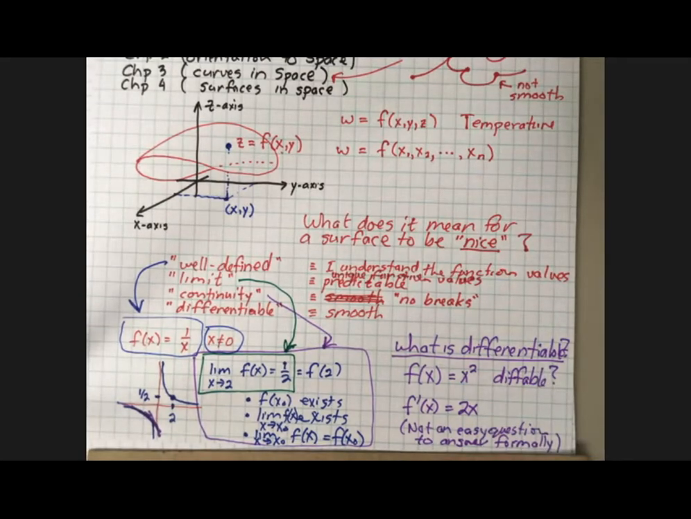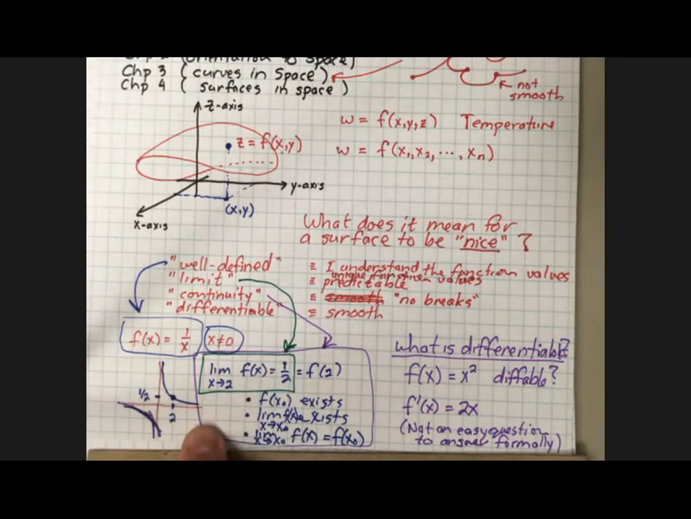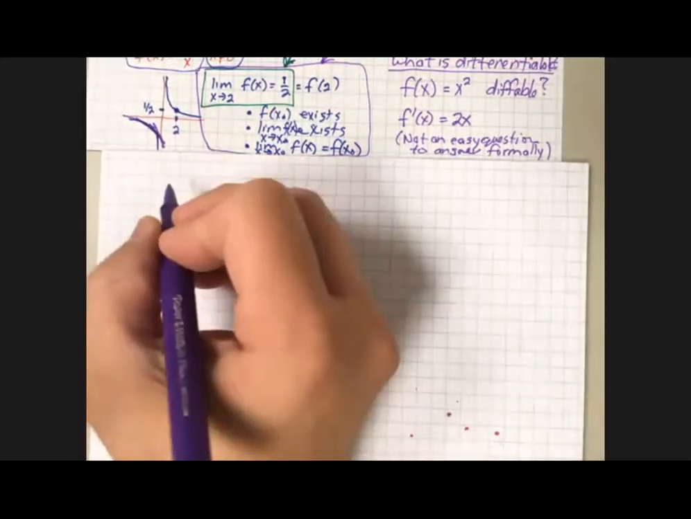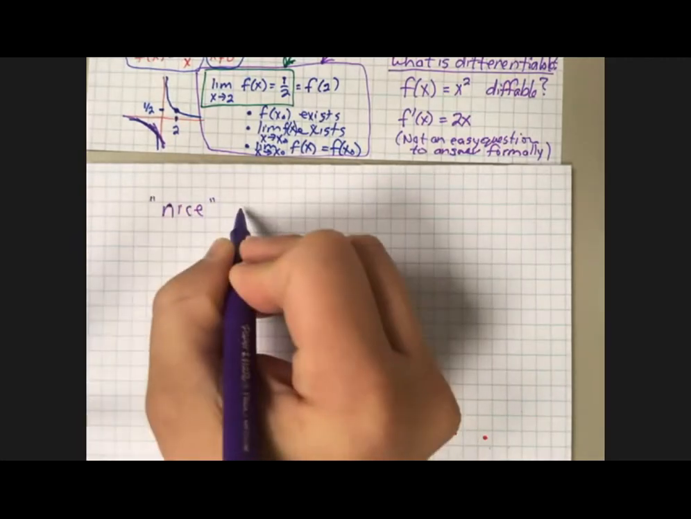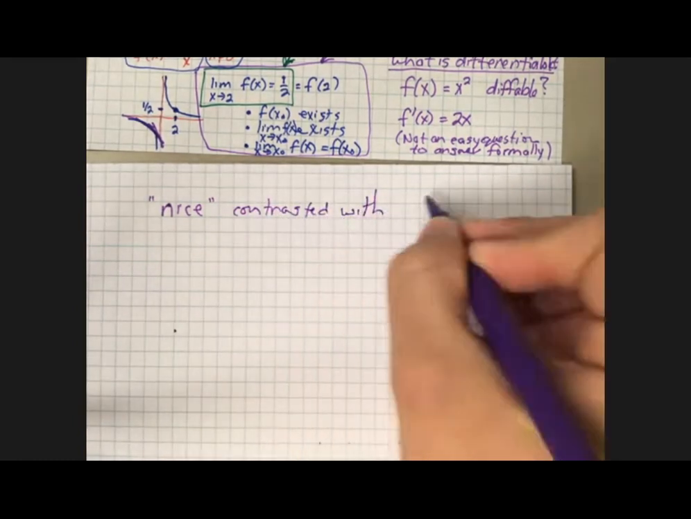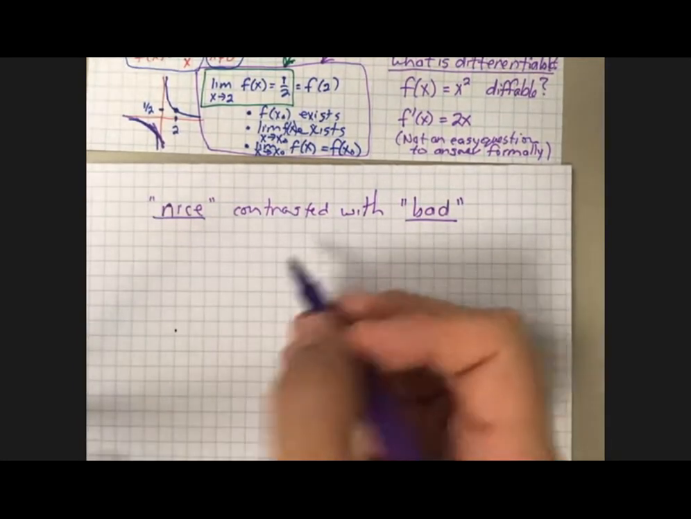Okay, but all these things were wrapped up in the concept of here is a nice function. Even if it had one bad point, I can deal with that. I'll just throw out the study of that point. I won't study this function at 0. I'd be perfectly happy studying this function at every other point. Now, let me show you some examples of bad. If nice is okay, here's bad. And again, this is not a math word, but it's a feeling about the quality of the surface.